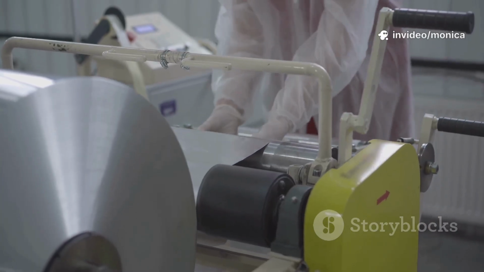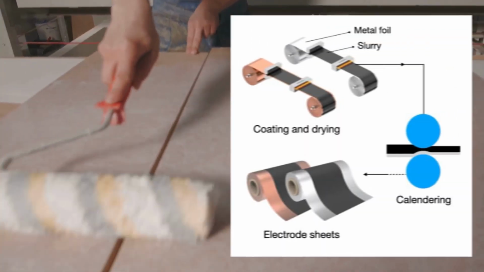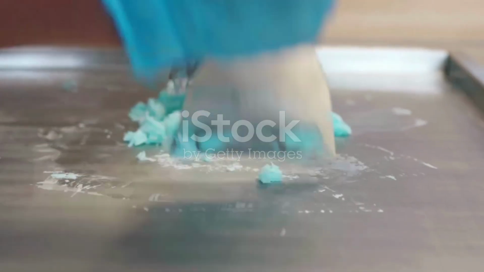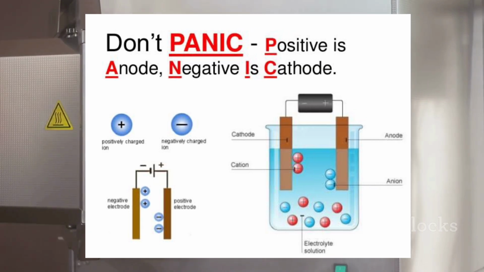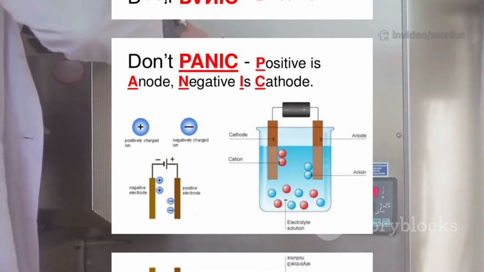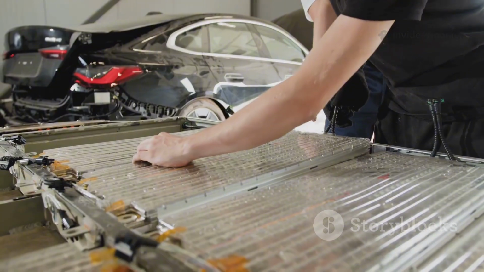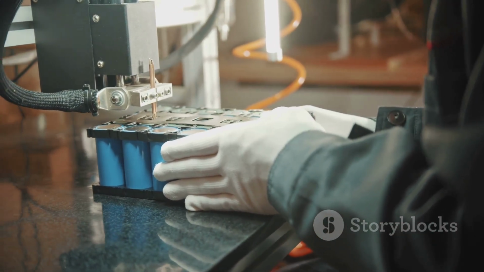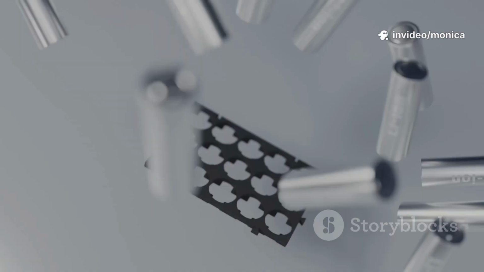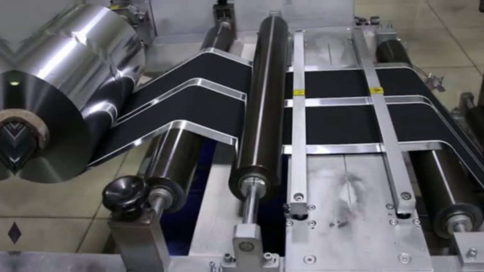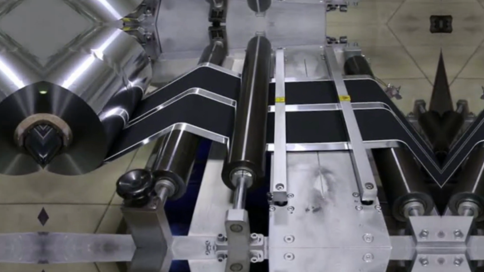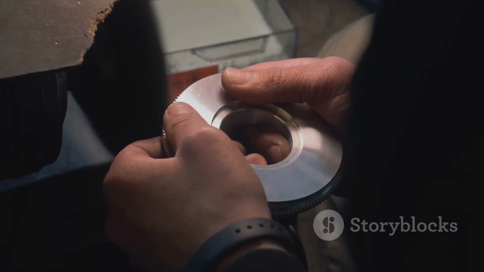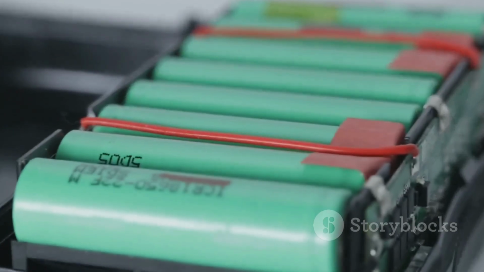Electrode coating. The slurry is then coated onto a current collector, typically made of copper for the anode and aluminum for the cathode. Coating techniques include doctor blade coating, slot die coating, and roll-to-roll coating. The coating process ensures a uniform and controlled thickness of the electrode materials.